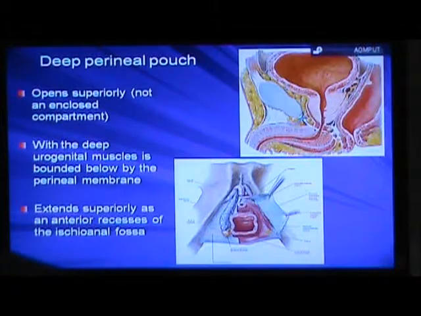So the deep perineal pouch opens superiorly, but it's not an enclosed compartment. The deep urogenital muscles are bounded below by the perineal membrane. It extends superiorly as an anterior recess of the ischioanal fossa. So here we will find the deep perineal pouch.